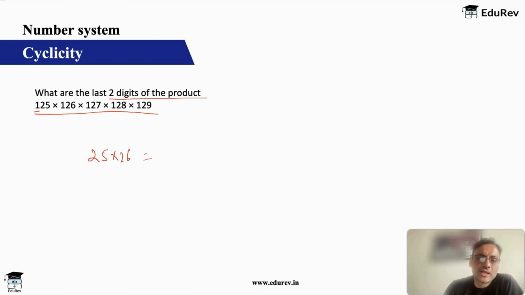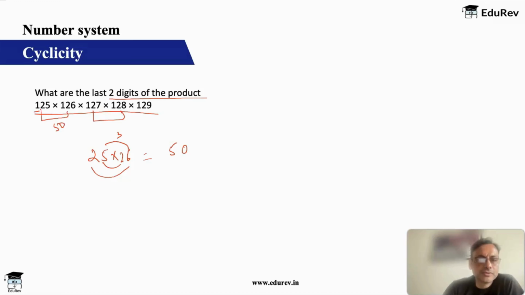What does this give you as the last digit? 6 into 5 is 30. So 0, 3 carry. Then you have 6 into 2, 12. 5 into 2, 10. So 12 plus 10 is 22. 22 plus 3 carry is 25. So you get 50, right? So these two give you 50.